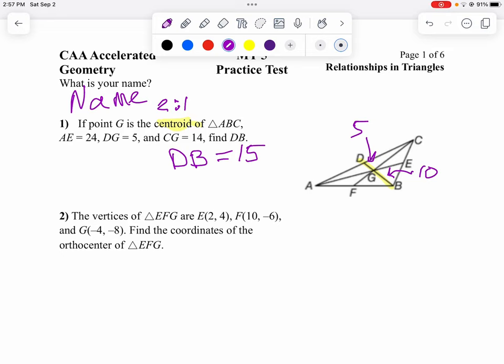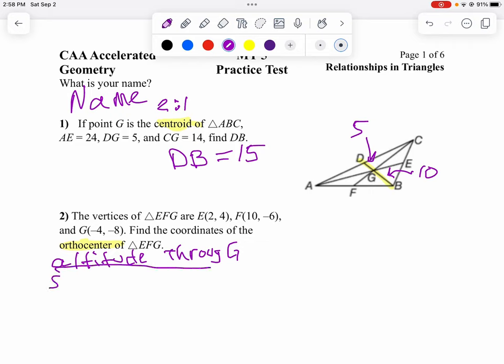Now, on question number 2, the important word here is orthocenter. Orthocenter means we're going to be dealing with the altitudes here. So remember, the altitude goes through the vertice and is at a right angle to the opposite side. It doesn't have to even go through the side, but it's got to be perpendicular. So what I'm going to do is draw my altitude through G to start with. And you can do this algebraically or graphically. I'm going to suggest graphically, but I'm going to show you both.